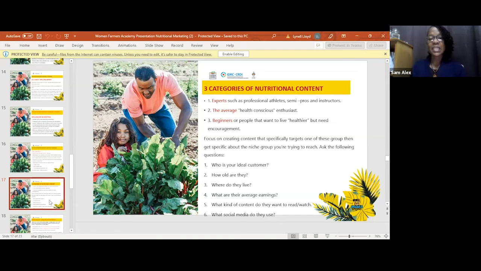And then you have the beginner. The beginner is that person that wants to live healthy but needs the encouragement, okay? So these are your three categories of individuals that you are targeting. Focus on creating content that specifically targets one of these groups or more. It doesn't always have to be one. Niche marketing is when it is targeted towards one small group, but you can also do broad-based or general marketing, which is for everyone. That is why your messages have to be tweaked accordingly.